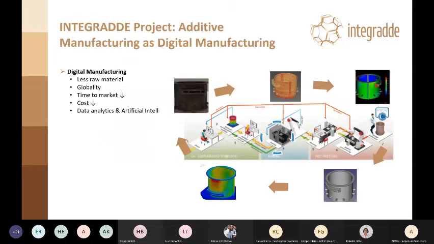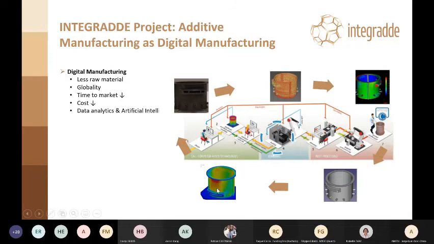Following the Integradde project philosophy, in considering additive manufacturing as a digital manufacturing, you can see here that we are going to produce this component. It's also a part of an airplane engine. First, we are designing this component. We are simulating the manufacturing by LMD powder of this component, checking mainly the distortion.